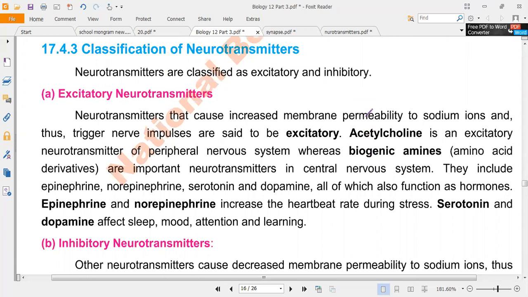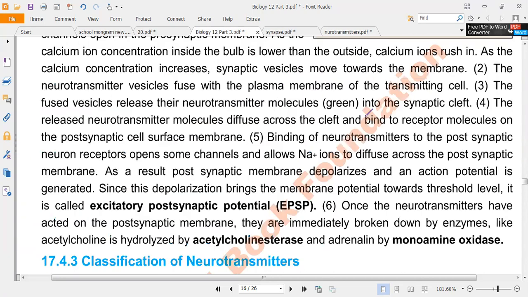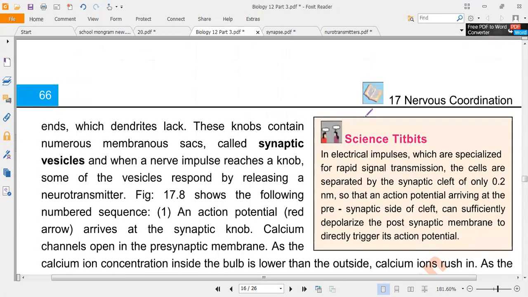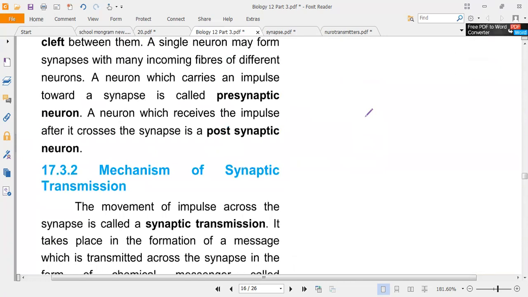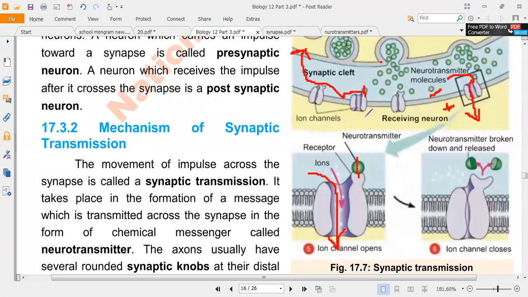Any type of neurotransmitter can perform the function. If that is adrenaline, it is hydrolyzed by monoamine oxidase. And all of that happens here in this synaptic transmission process.